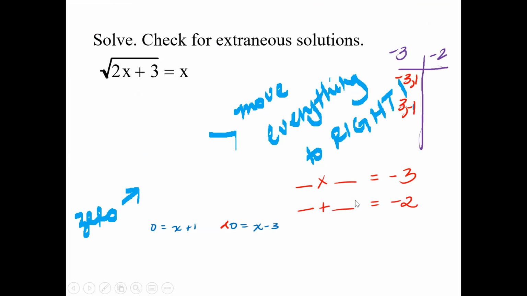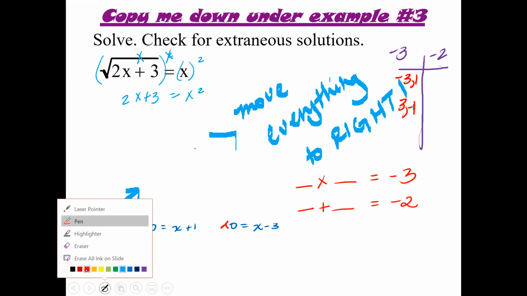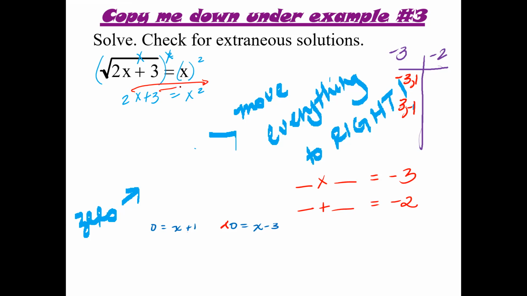All right, so next, this is your you try. Go ahead and copy this part down. Now, this one requires a little bit of work because if you try to square this, notice the square root and the square cancels, and you have 2x plus 3 equals x squared. Well, that's a little bit different. So I'm going to move everything over to the right side. So you have 0 equals x squared minus 2x minus 3.